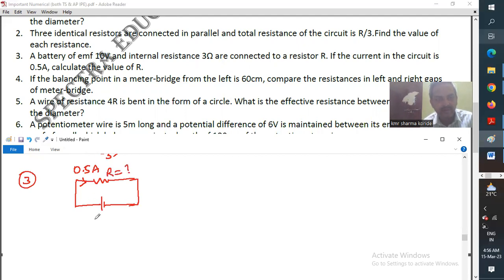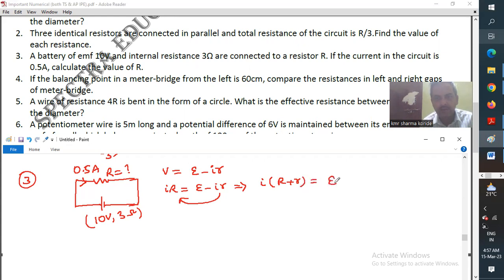So the EMF of the battery is 10 volts along with internal resistance 3 ohm. When external resistance is connected to the battery, then the circuit is called closed. In the closed circuit, the potential difference between the terminals of the battery is EMF minus Ir. So make it as I into R according to Ohm's law. So therefore get this term on the left side. Take out common I. I into R plus r is equal to EMF.